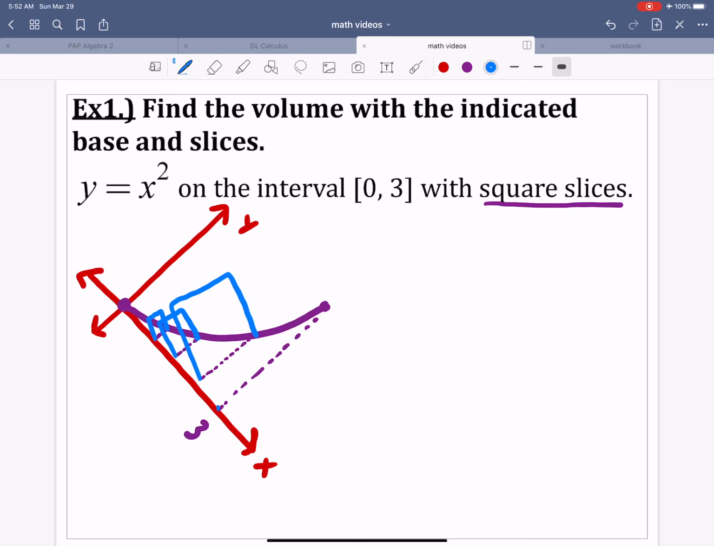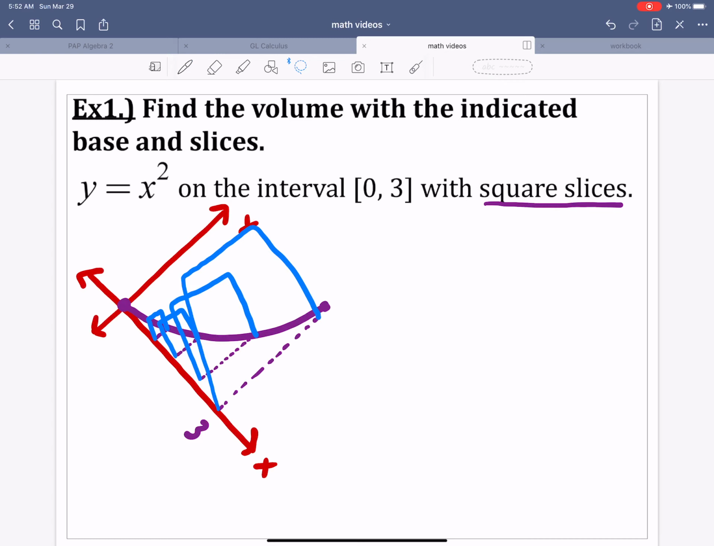So you can maybe start to see that as I build this, as I slide to the right, as I get closer to 3, those squares get larger and larger and larger. So imagine infinitely many of those squares that are stacked right next to each other. You're going to create a three-dimensional solid.